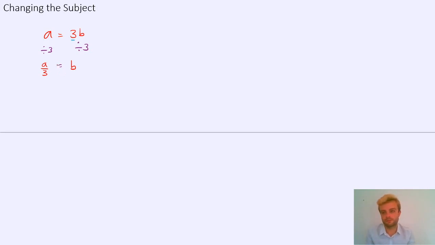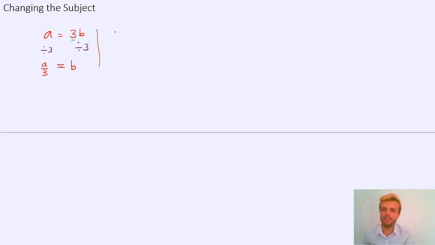So that's how it's different from solving equations. You're not left with a nice satisfying number. We didn't do 18 divided by 3 to get 6. We did a divided by 3 to get a divided by 3. So it's a little unsatisfying in that way, I suppose. What other rules are there?